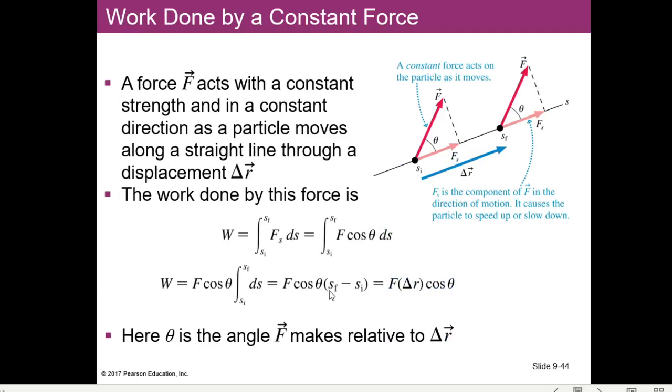If we have a constant force, again, we can take the F outside the integral. We can certainly take the cosine theta out of the integral if the angle doesn't change, because that doesn't depend on the integration variable. So we can take all that outside the integral in this special case of constant strength and constant direction. Then again we have the integral of ds, and by the fundamental theorem of calculus, that's just delta S, or delta R, they're calling it here, just to make it confusing.